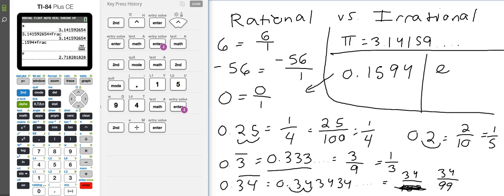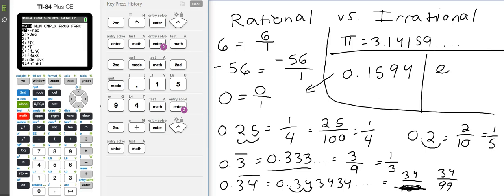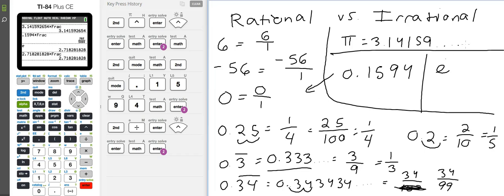So let's see. We can copy this to the next line by doing the up arrow and then enter. Let's see if the calculator can write this as a fraction. Math, frac, we're going to try to convert it to a fraction. Press enter. No, the calculator could not convert it to a fraction. They kept it as a decimal for us, and therefore this is irrational. It belongs in this category up here. E is irrational. Other common irrational numbers include square roots of numbers that are not perfect squares.